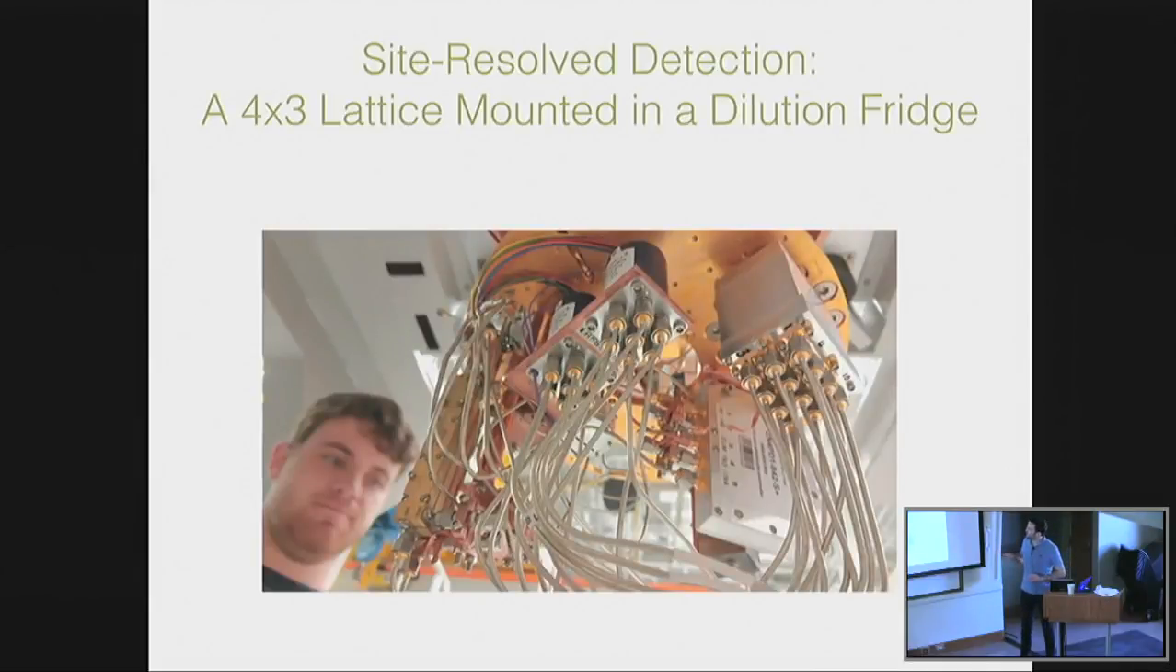So this is our microscope for a 4x3 lattice at the base of our dilution refrigerator. And this is the graduate student who got to do all the wiring, Clay. Actually, I don't know. Did he do it all, or did you do it, Alex? No comment.